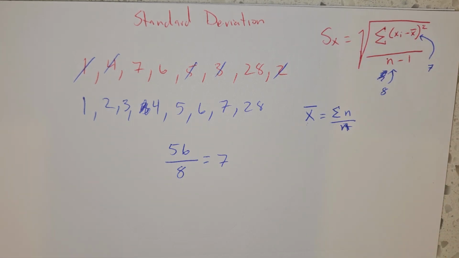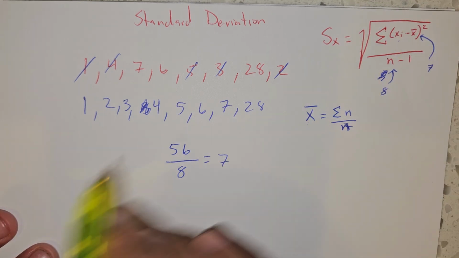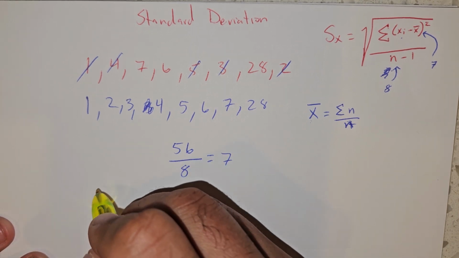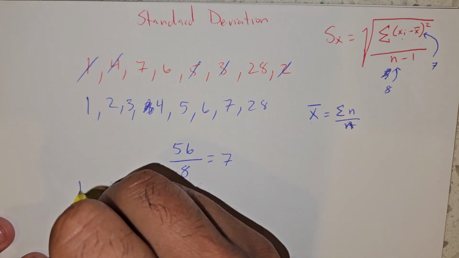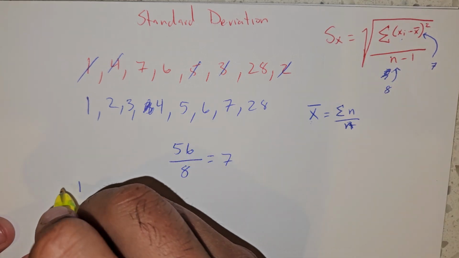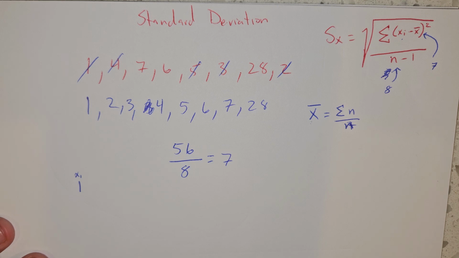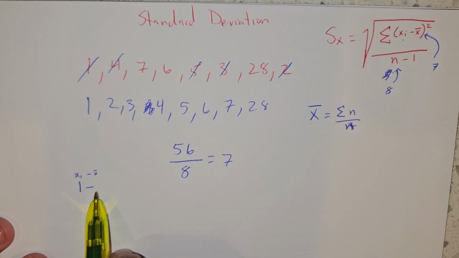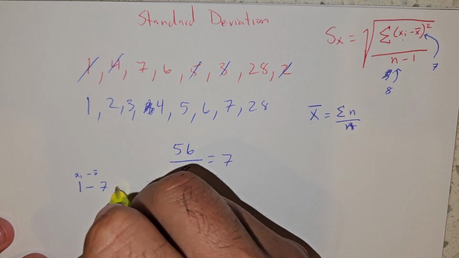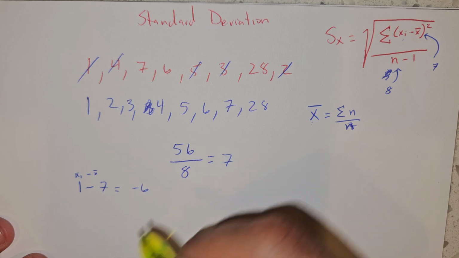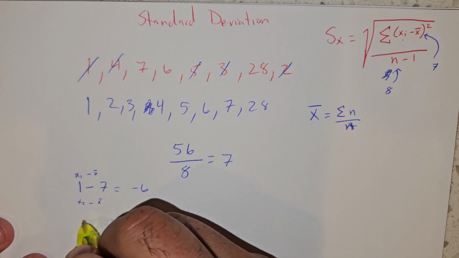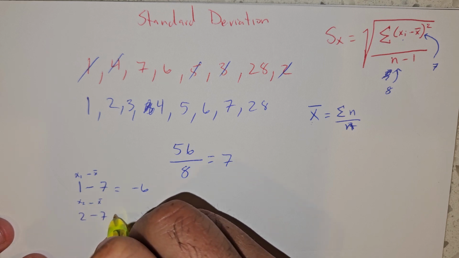To find the standard deviation, we have to do the summation of each. Remember, this is much easier to do on a calculator. We have the first one, x sub 1, minus our mean, which is 7, and that equals negative 6. Our second one is x sub 2 minus our mean again: 2 minus 7, and we get negative 5.